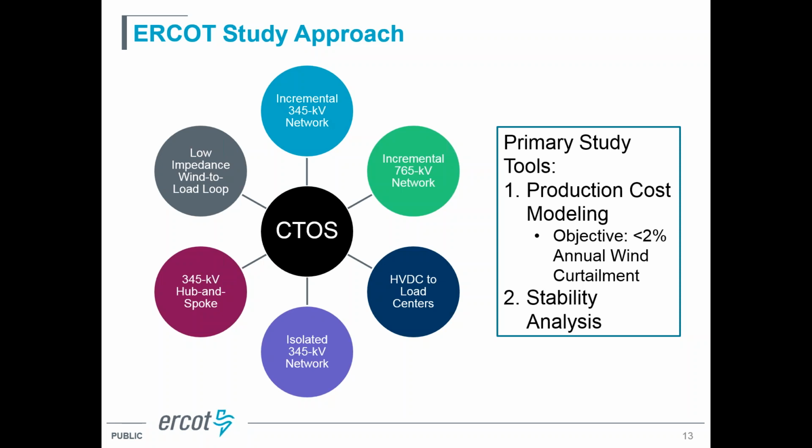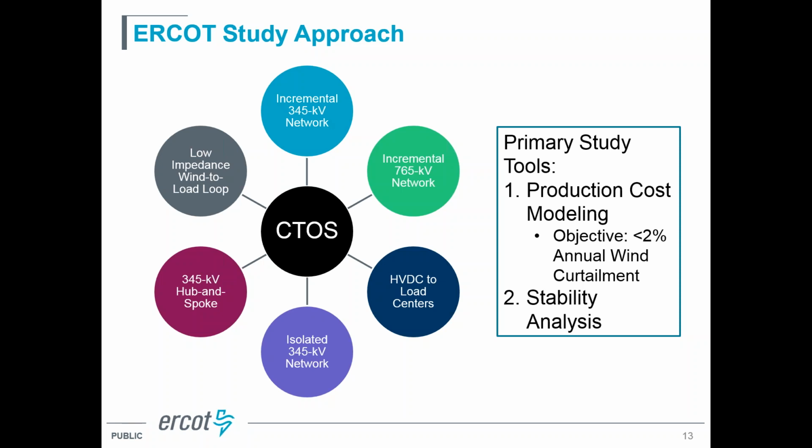And so our objective as we were developing this transmission plan was to come up with a system that would have no more than 2% annual wind curtailment. And we did the production cost analyses to really look at congestion patterns and where the transmission system would be limiting, and tried to come up with transmission lines and solutions that would get us to that objective.